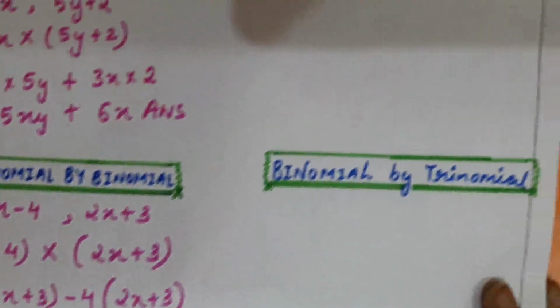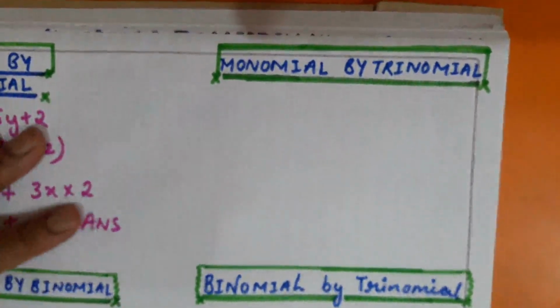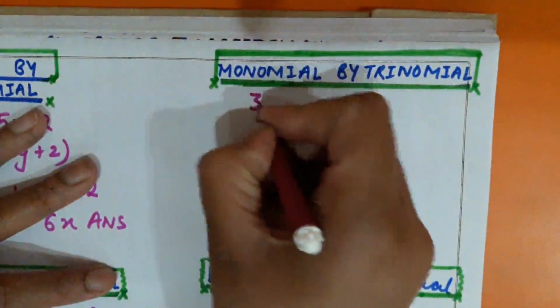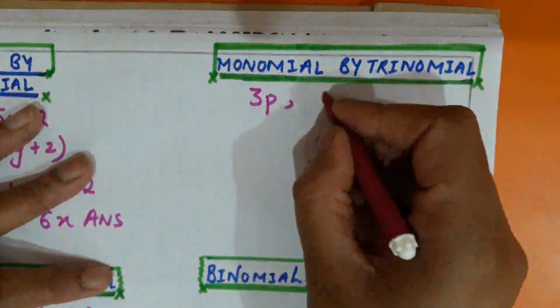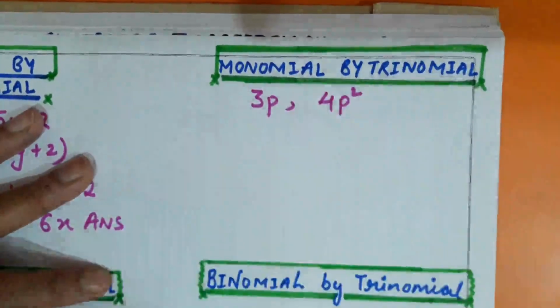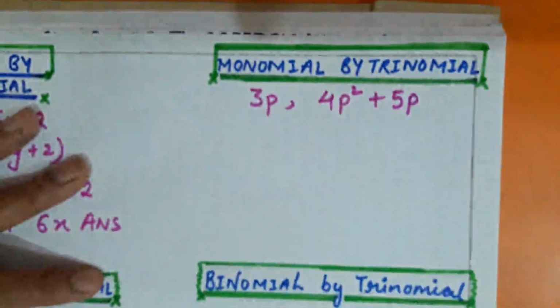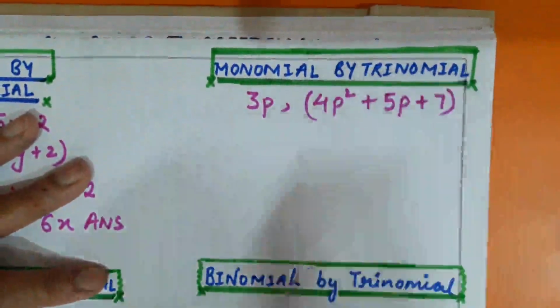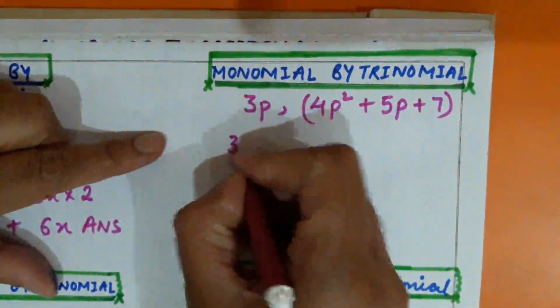Let's move to the next topic. Our next topic is monomial by trinomial. Now one monomial is going to be there, like 3p is the monomial. Trinomial is one in which 3 terms are there: 4p square plus 5p plus 7. So this is your trinomial term and 3p is the monomial term. Let's multiply.